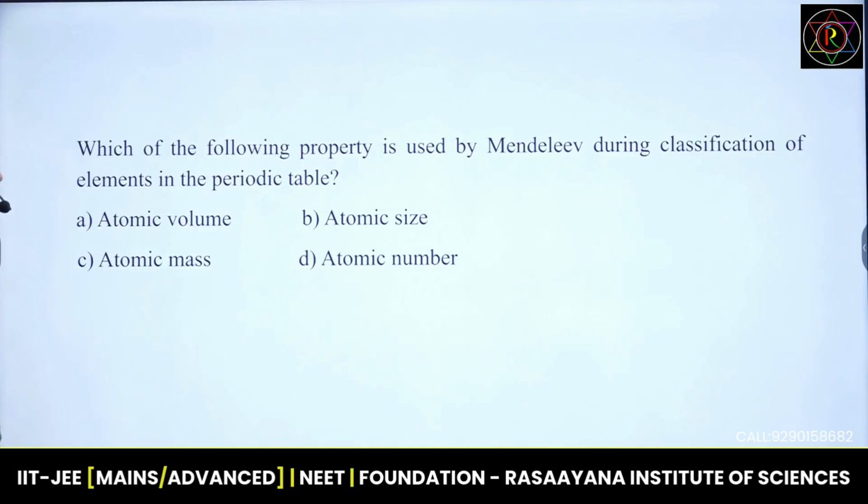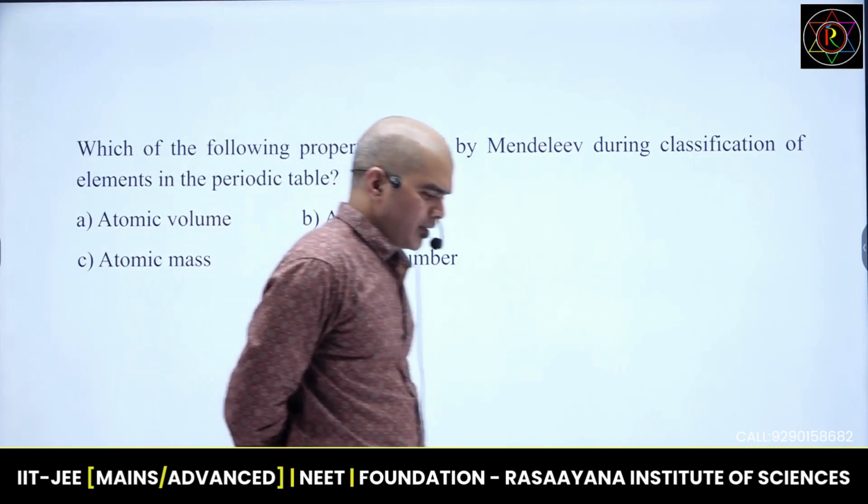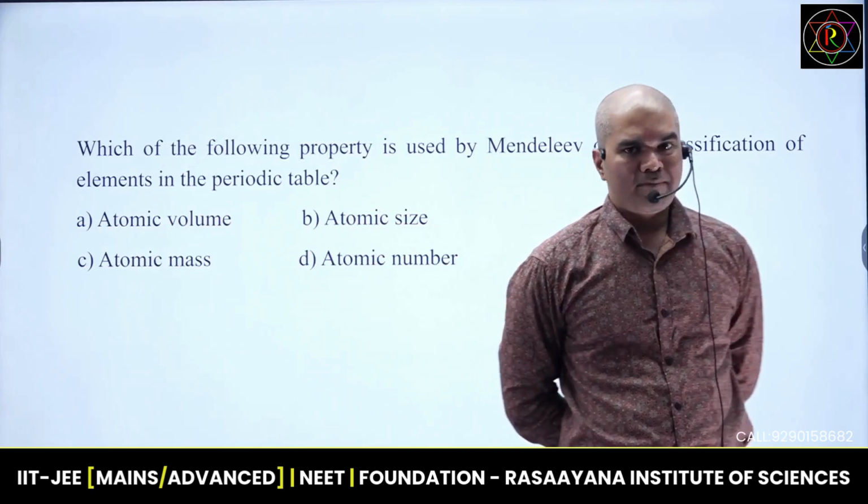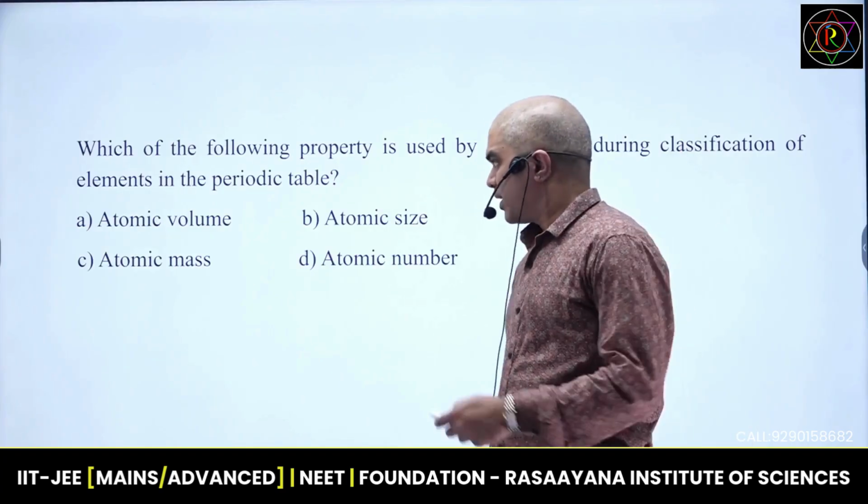Which of the following properties was used by Mendeleev during the classification of elements in the periodic table? Is it atomic volume, atomic size, atomic mass, atomic number? A simple question, and the answer is also very simple. It is atomic mass.